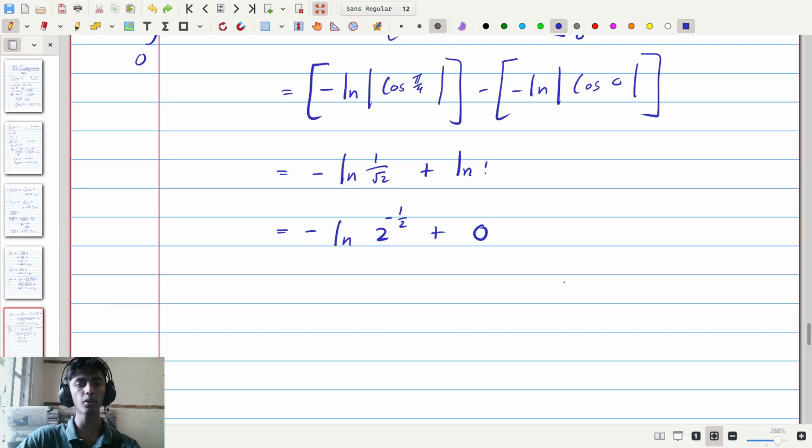Now then, here we have the logarithm of 2 to the power of negative 1 half. We know that when we have a logarithm, we can take the exponent to the front. Taking this exponent to the front, we have negative 1 times negative 1 half, which is going to be positive 1 half. So here what we have is positive 1 half.